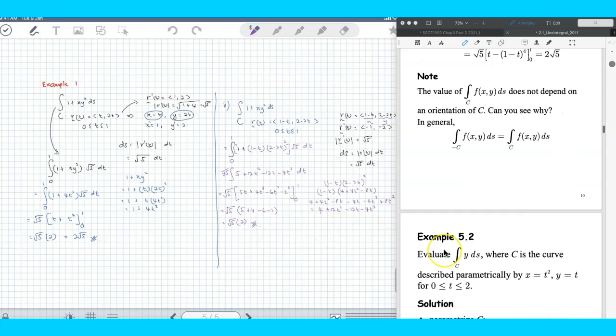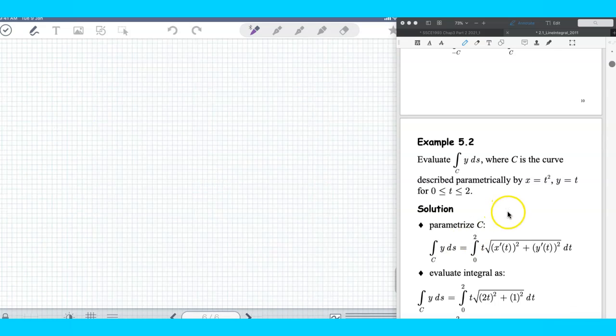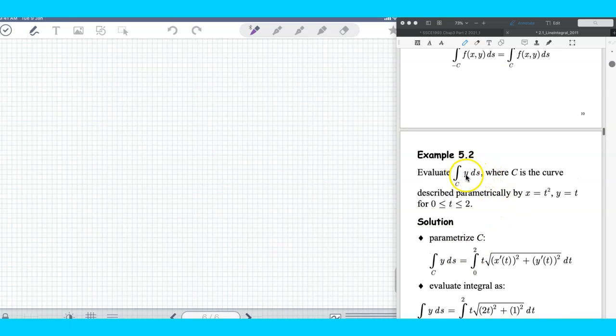Okay, now we look at the next example. We have to evaluate the line integral of y with respect to the arc length, where C is the curve. Okay, this is example 2.